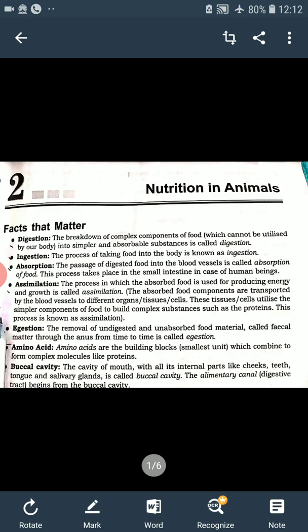Next, assimilation. The process in which the absorbed food is used for producing energy. Now, as we know, whatever food we take in, we get some nutrition from it, isn't it? And from this nutrition we get energy, which helps us complete our day-to-day activities like playing, running, walking, dancing, eating, reading, writing, and so on, right? We are only able to complete these many activities with the help of energy, which we get from nutrition, isn't it?